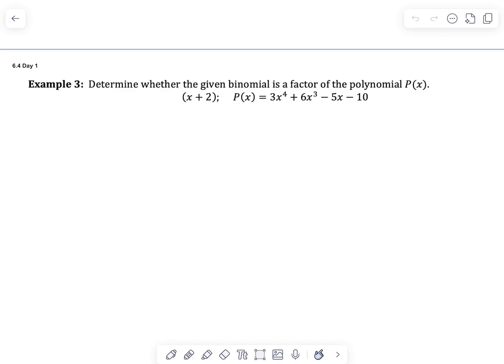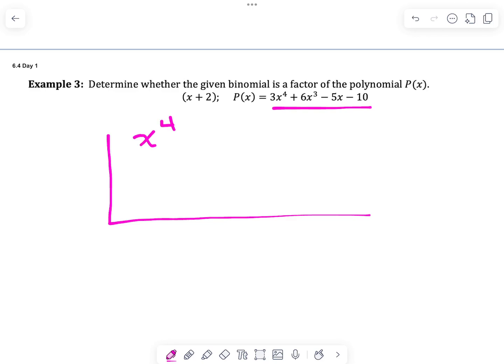Here's example number 3. Determine whether the given binomial is a factor of the polynomial. So we set up our synthetic division box. Here is our polynomial. It's a degree of 4. So we put our placeholders in: x to the 4th, x to the 3rd, x squared, x, and constant. Then we put in our coefficients. We have a 3, 6, and then now notice there isn't an x squared term, so you put a 0 there, then -5 and -10.